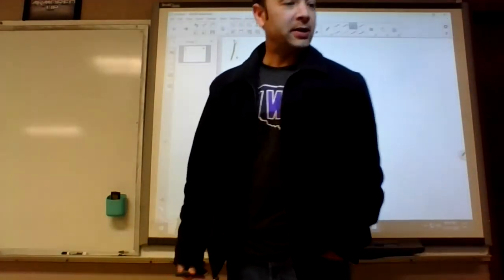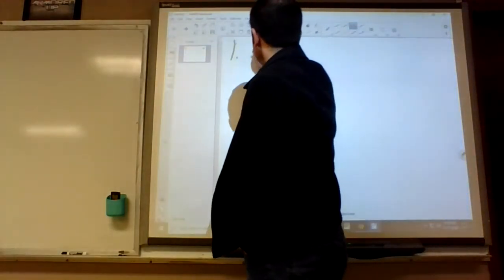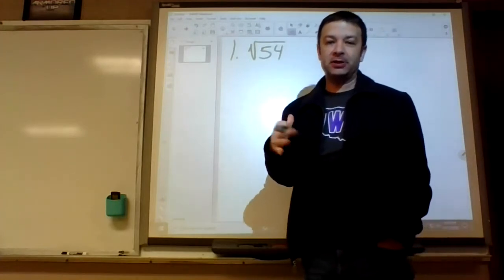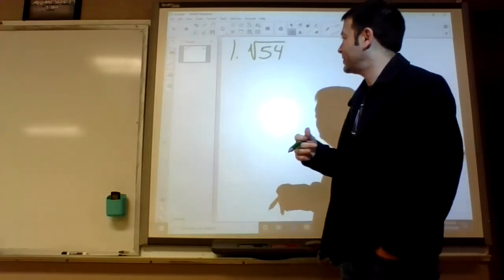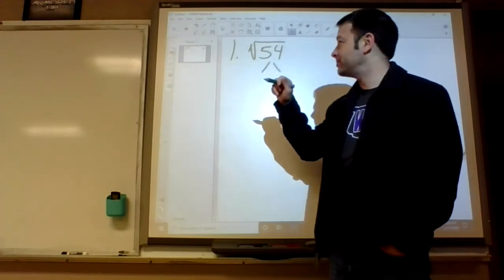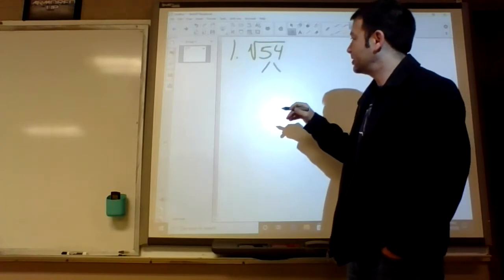All right, number 1, square root of 54. Okay, we're not plugging this in our calculator as a decimal. We need to simplify it, and we've done a little bit of this already, so hopefully you guys remember. If you use the factor tree, the prime factors will help us get it.